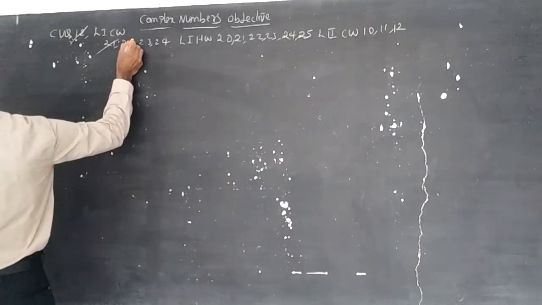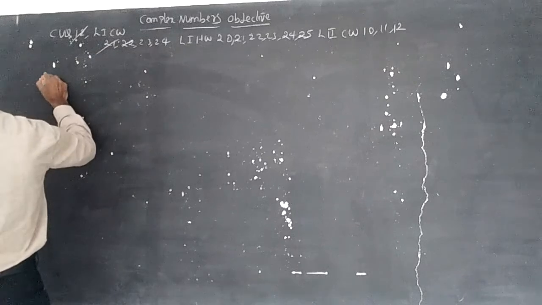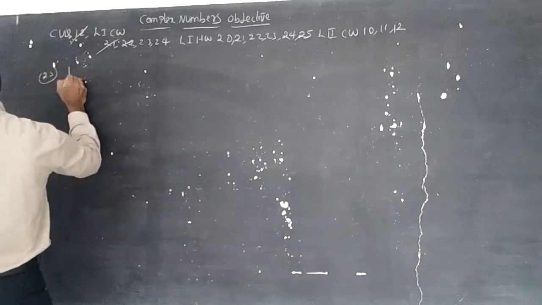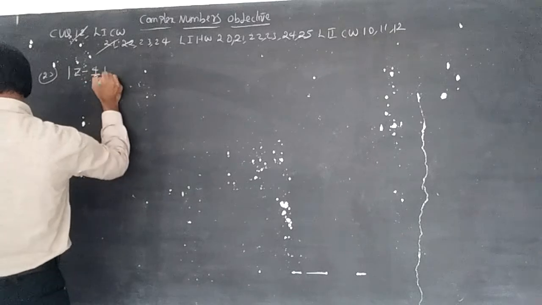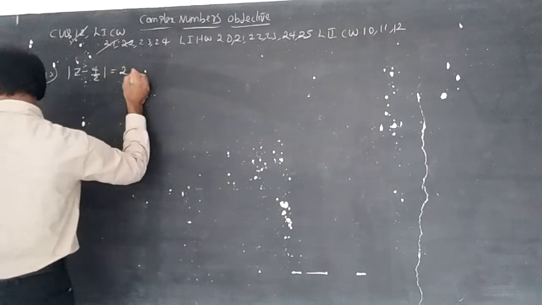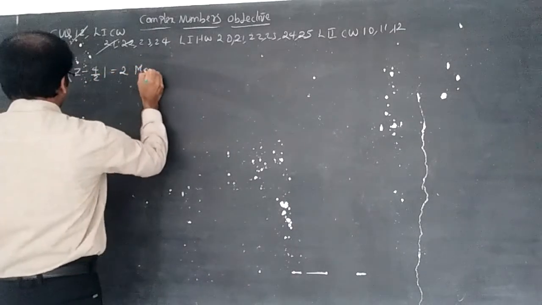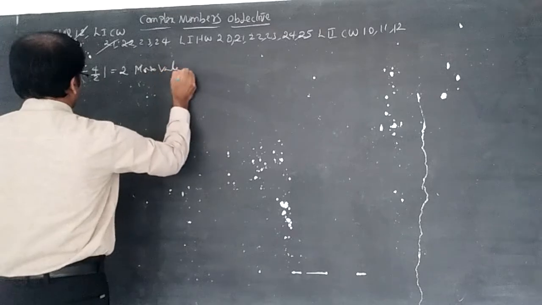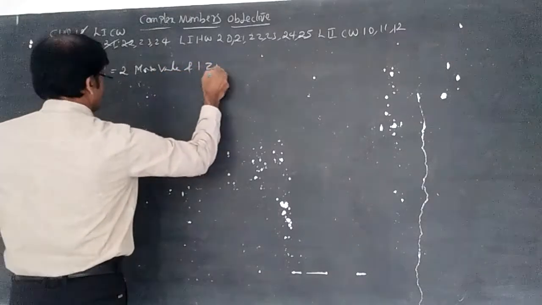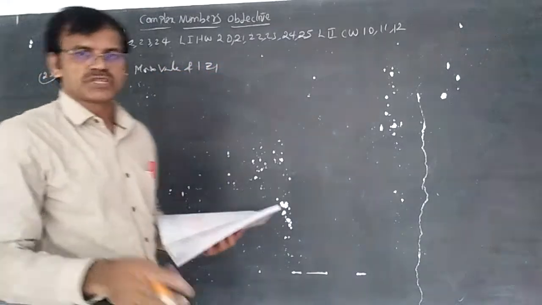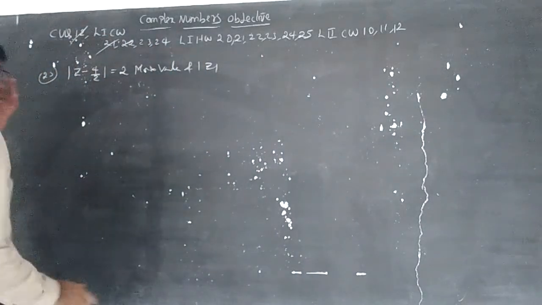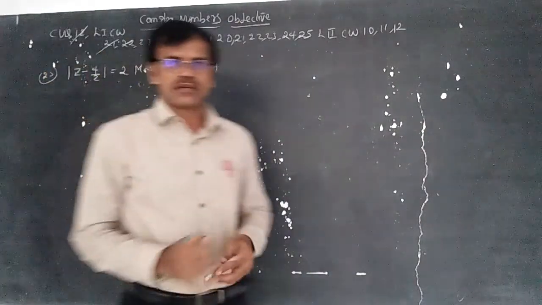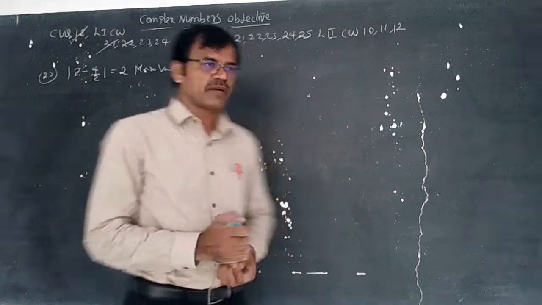Second completed. Let us discuss 23rd. Modulus of z minus 4 by z equal to 2, then the max value of mod z. These are in both Mains and Mset bits. Anywhere you can face this type of question. First of all, I will say the method. Later we can use the formula.